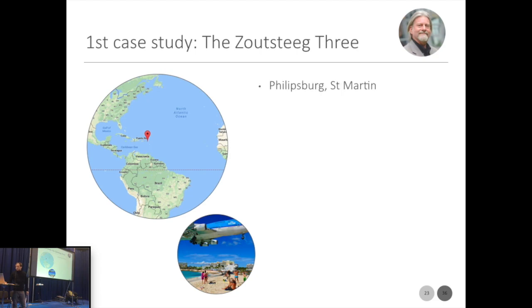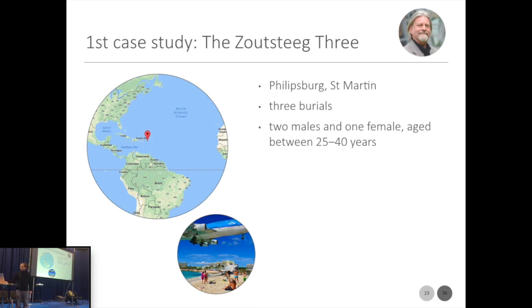But in about 2010, Jay Haviser, an archaeologist who works on the island, discovered three burials during construction work. Two of them were males, and one was a female, aged between 25 and 40 years of age. And judging by the artifacts, the associations like potsherds and such that were in the burials, we estimate about a mid-to-late 17th century date for those three burials.